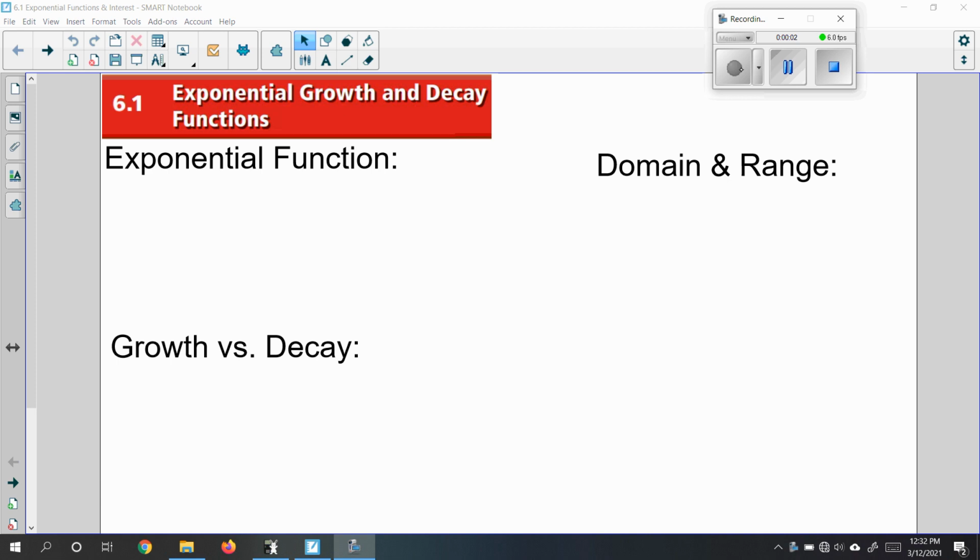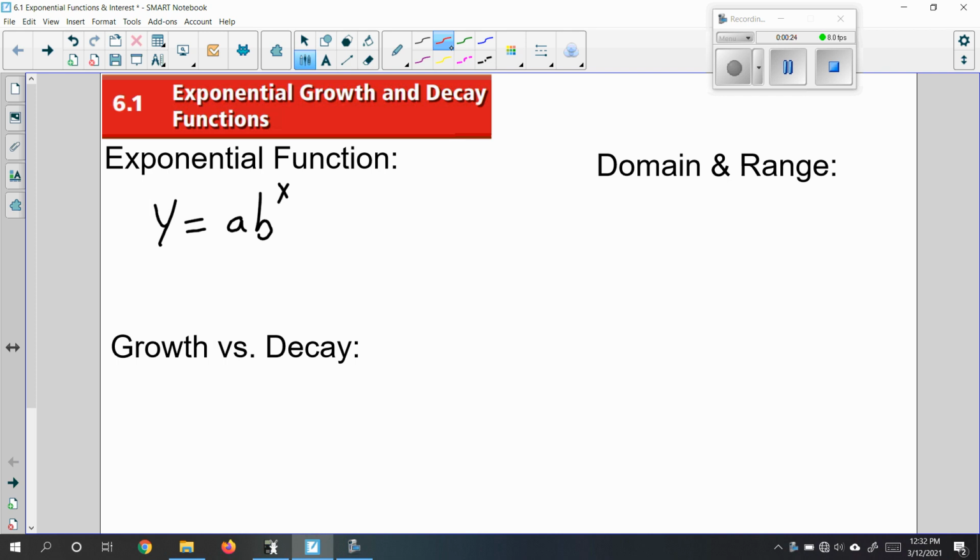In Chapter 6, we're going to talk about exponential and logarithmic functions. But let's start out by talking about exponential functions. An exponential function has this basic form: y equals a times b to the power x.